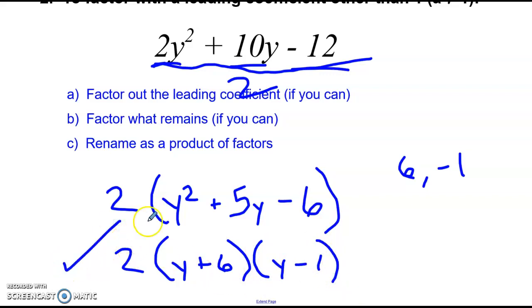This is what you want to get right here. We're taking this messy looking trinomial. We started by dividing out the leading coefficient. That got us the 2. And then we factored from there. So our factored answer is 2 times y plus 6 times y minus 1. More practice with this coming today. Again, all going to be examples similar to this where we're factoring out leading coefficients and then factoring what remains as much as we can.